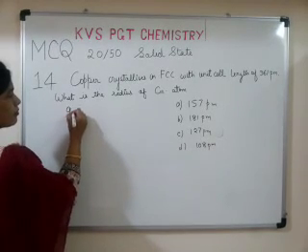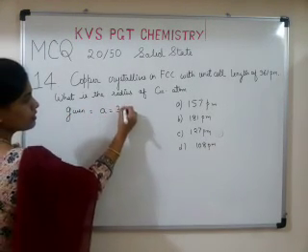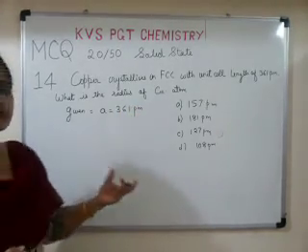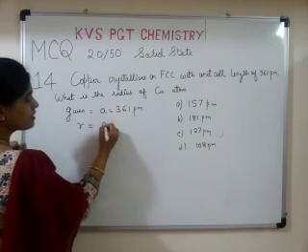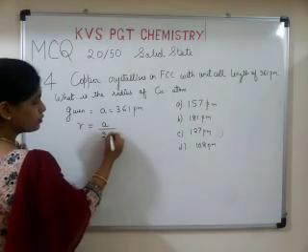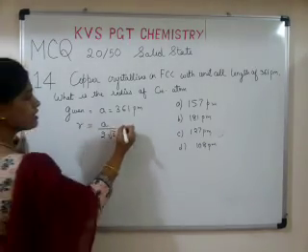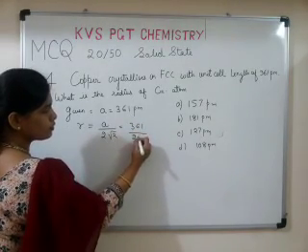Given is edge length 361 picometer. Now what is given? Copper crystallizes in FCC. So what is the radius in FCC? It is a upon 2 root 2. Now substitute the value of edge length in this equation. You will get, see, a is 361 divided by 2 root 2.